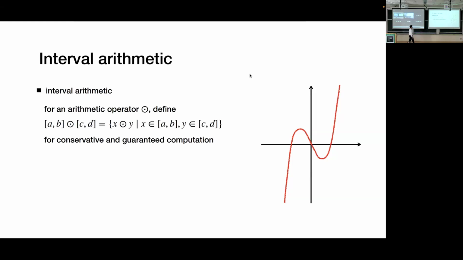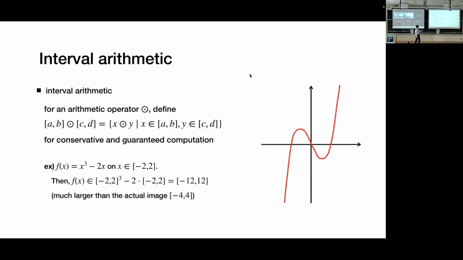Let me show you some examples. Let's say that we have f of x, which is a univariate function, and suppose that it is defined on the interval -2 to 2. Then if you evaluate this function over this interval in interval arithmetic, you are really just plugging the interval into this function. This is not a really precise way of speaking, but anyway, you get negative 12 to 12. But this region is actually much larger than the actual image, which is negative 4 to 4.